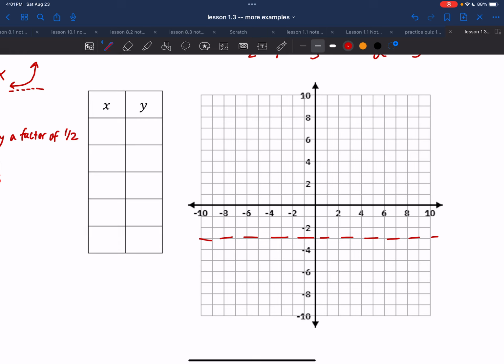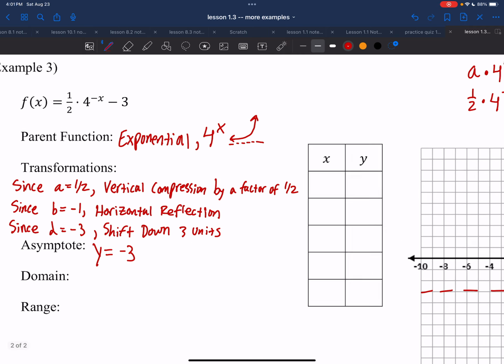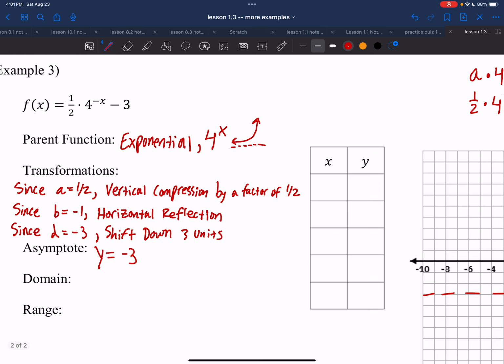There it is. That's my asymptote. But notice how that doesn't really help me plug in points, because the asymptote isn't a point. In fact, the graph doesn't even touch this asymptote. So what the heck do I do? Well, now I'm just going to plug in points, but I'm going to think carefully about what would work well with the exponents.